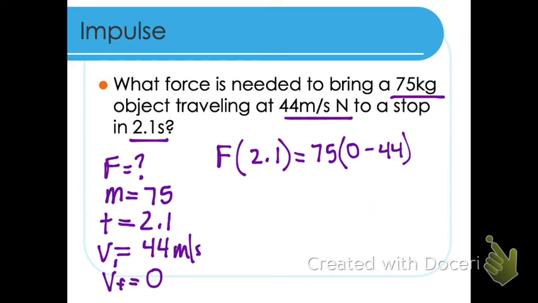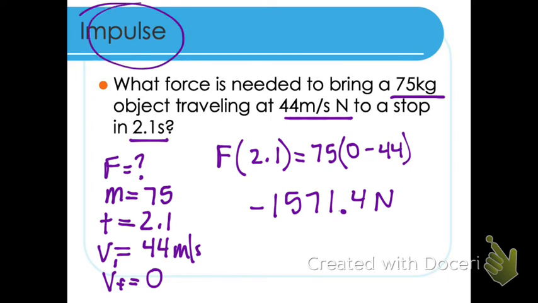Okay, so that is 75 times negative 44 divided by 2.1. I get negative 1,571.4 newtons. Okay, and the negative tells me my force was opposing that motion. So it could have been friction, it could have been a braking force, it could have been whatever, but it slowed it down. Okay? So just remember that impulse is a fancy word for change in momentum.